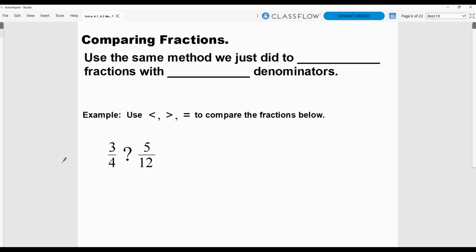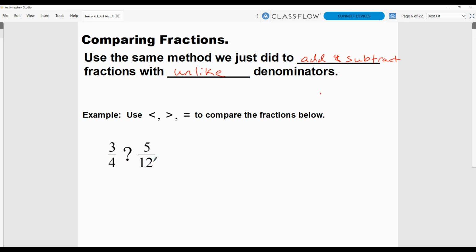To compare fractions, we use the same method we just did to add and subtract fractions with unlike denominators. Just like we did before, we changed our denominators so that they were the same. That's exactly what we're going to do here with these. If you're going to compare these fractions, get yourself common denominators. It makes it a lot easier to compare the fractions.